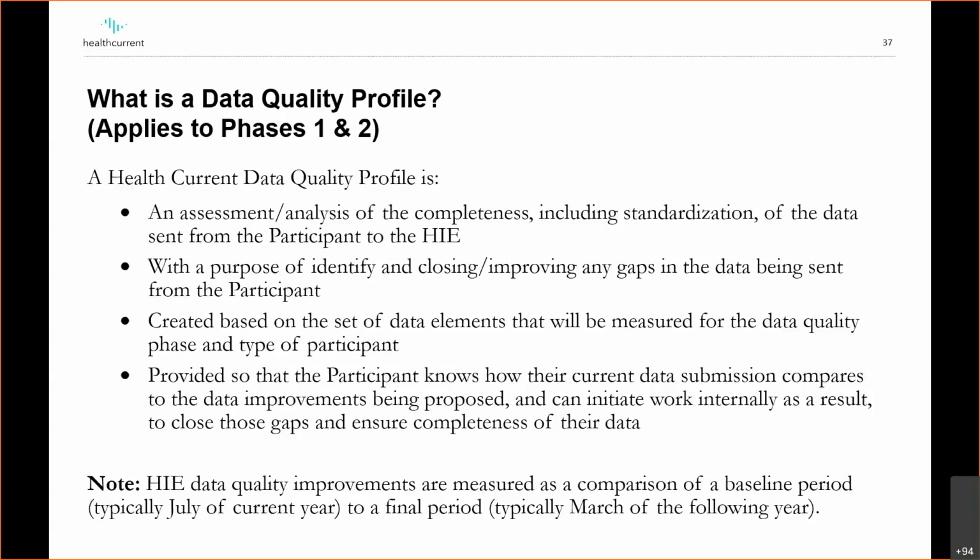And what we do is we actually measure data quality improvements by comparing a baseline period, which is typically July of one year, to a final period, which is typically March of the following year. Sometimes we might have changes and we can run interim reports on data so you can see how you're doing in that interim period, but typically it's a July to March comparison. Let's go to the next slide.